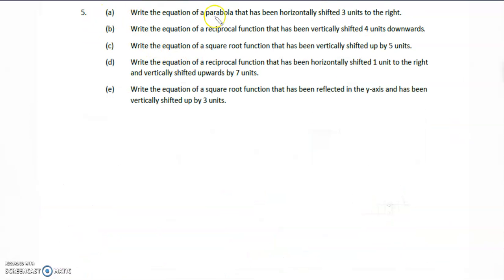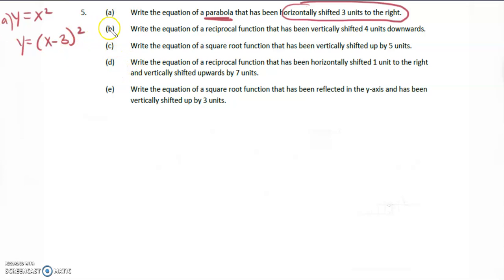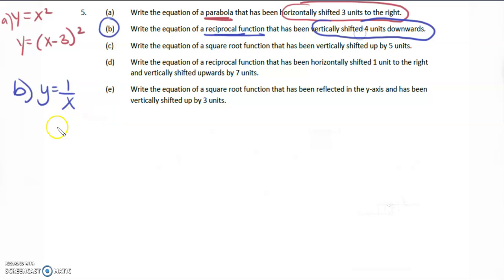5A, write the equation for a parabola, y equals x squared, that has been horizontally shifted 3 units right. That's just y equals (x minus 3) squared. B, write the equation for the reciprocal function, 1 over x, that has been vertically shifted 4 units down. So y equals 1 over x minus 4. Remember, the up-down trails behind the function.